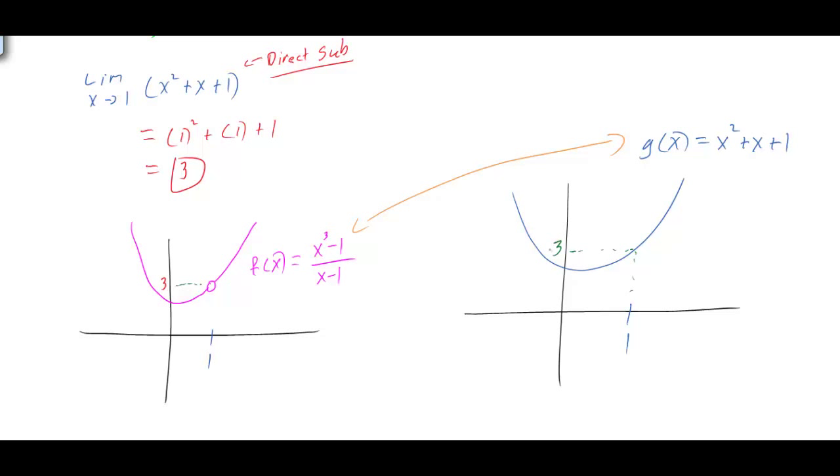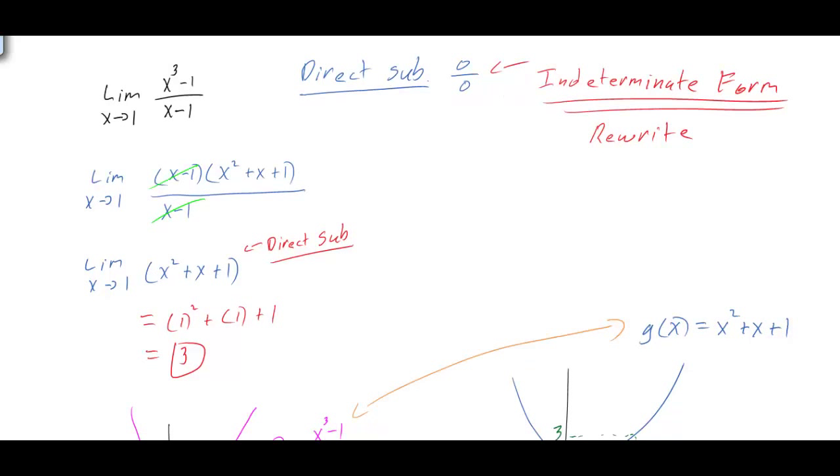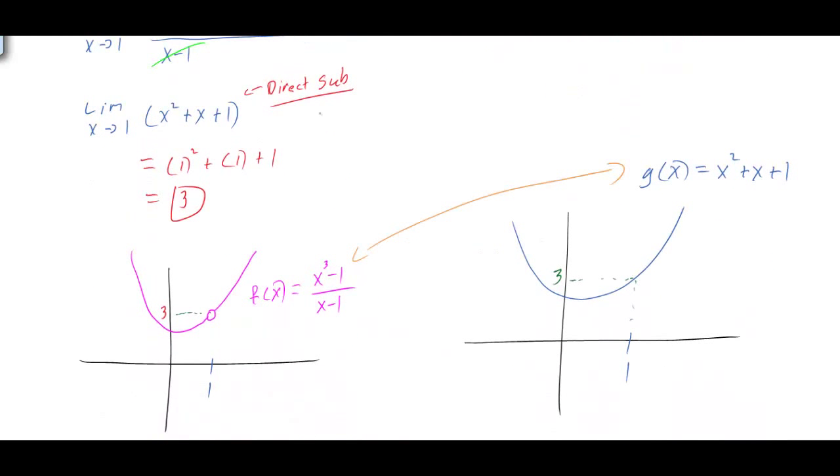Okay, so that's what we talk about when we say we're looking at finding a function that agrees at all but one point. We're going to basically do some type of rewriting. In this case, we factored and canceled out to eliminate the part that is undefined. And once we do that, that allows us to use direct substitution.